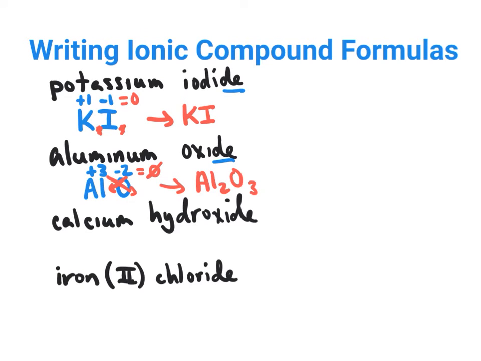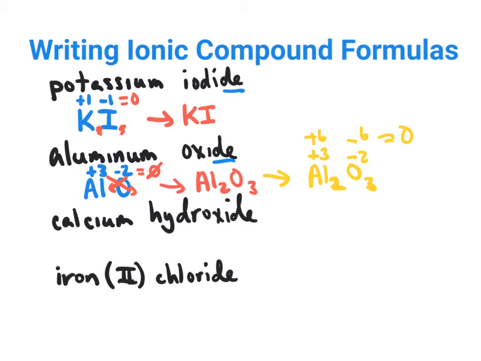And if you think about what this means, I'm going to write this in gold so you can see it. It means that I have two Als, each one with a +3 charge for a total of +6. And I have 3 O's, each with a -2 charge for a -6, and -6 and +6 together equals 0. So the compound is electrically neutral.